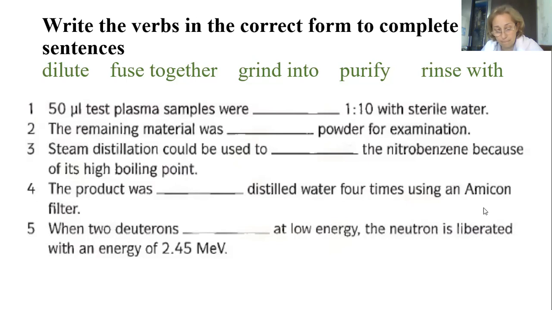The product was distilled water 4 times using the Amicon filter. So this is like... Did you rinse with? Rinsed, was rinsed with the water. So this is like rinse. We can see this word in washing machines. Полоскание, да? В стиральной машинке есть такой режим. Okay, was rinsed with. Okay, and Aidana, number 5.